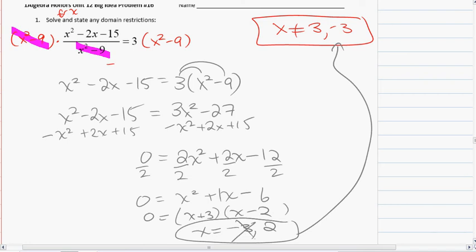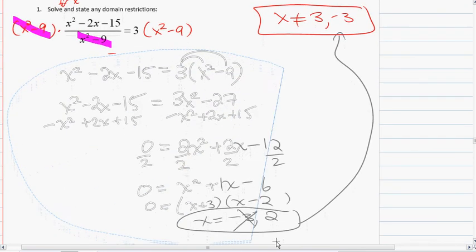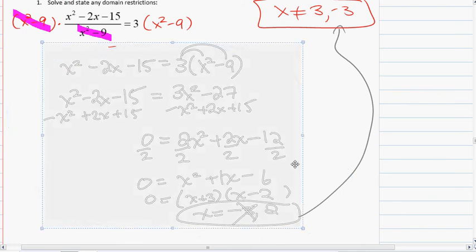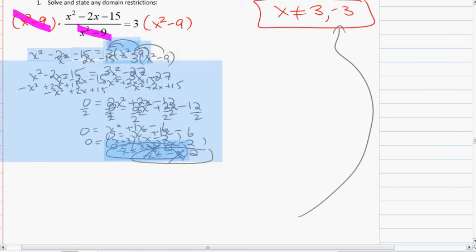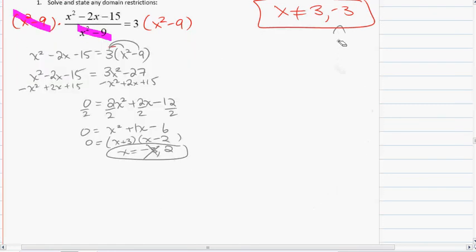So again, really important to find your domain restrictions, not just because I ask you to, but because they help you eliminate extraneous solutions. Now I want to show you another way of solving this problem that might have been simpler. Might have been a little easier to do, fewer steps, maybe less room for error, which is factor first. So let's factor. The top factors to x minus 5, x plus 3, because 3 and negative 5 are the numbers that multiply to negative 15 and add to negative 2.